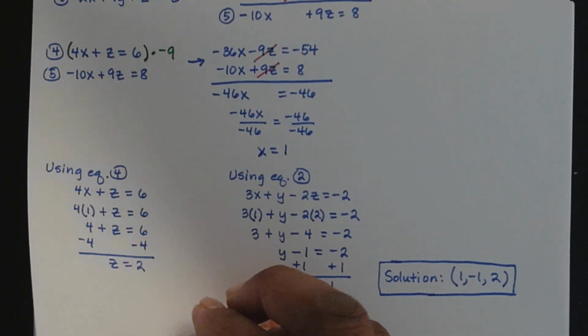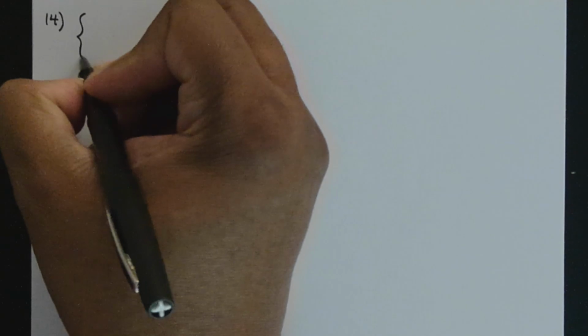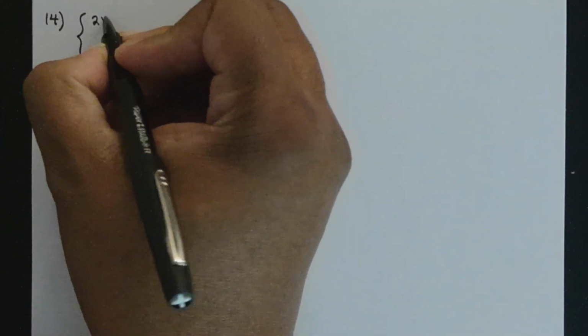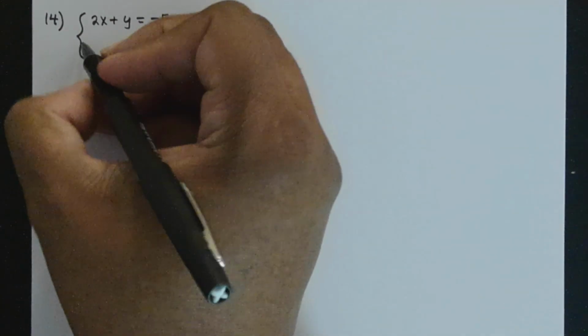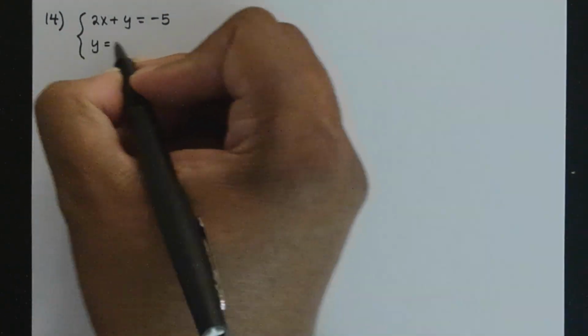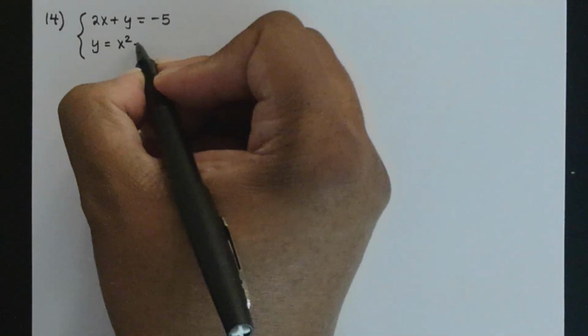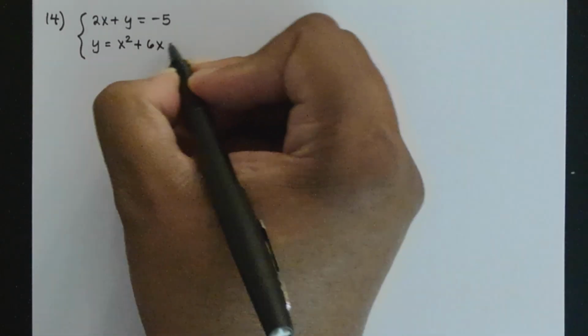All right, number 14. Well, 14 and 15 out of section 5.4. Number 14 deals with the substitution method. And these are systems of nonlinear equations here. So here we got 2x plus y is equal to negative 5. And the other equation is y is equal to x squared plus 6x plus 7.